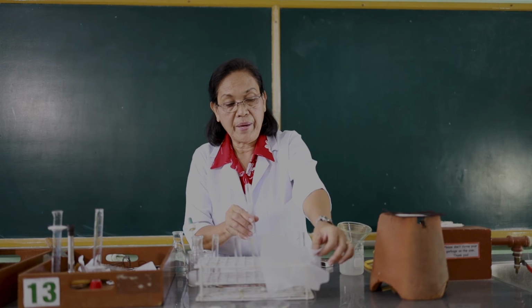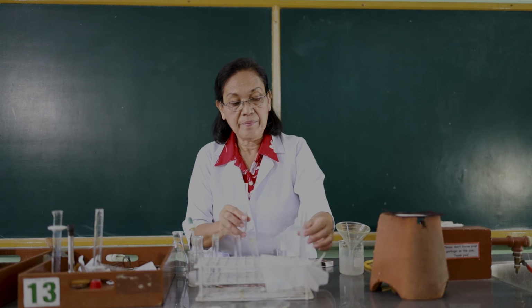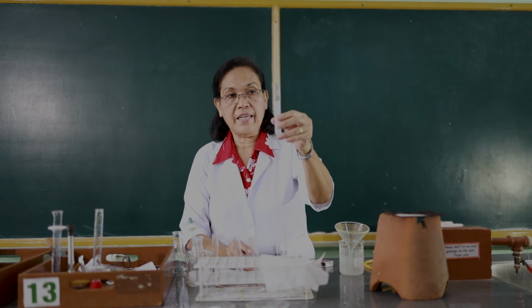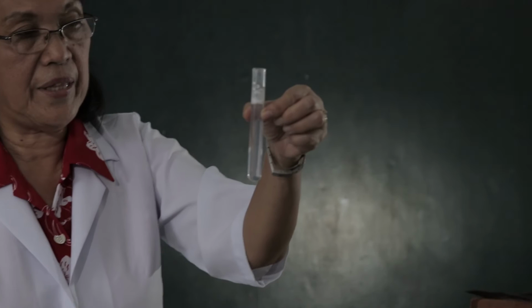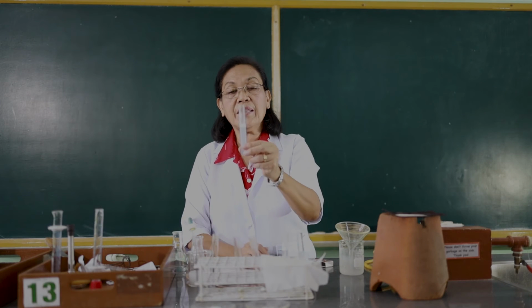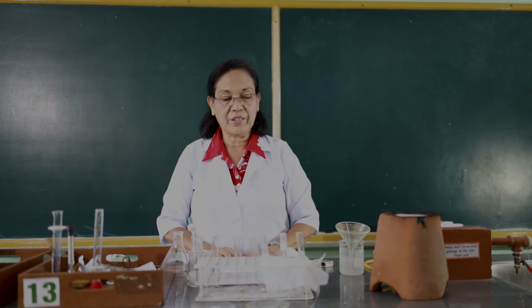So you can now compare the three test tubes containing the distilled water with the soap solution, the tap water with the soap solution, and the boiled tap water with the soap solution. Then let's go to the permanent hardness in water.